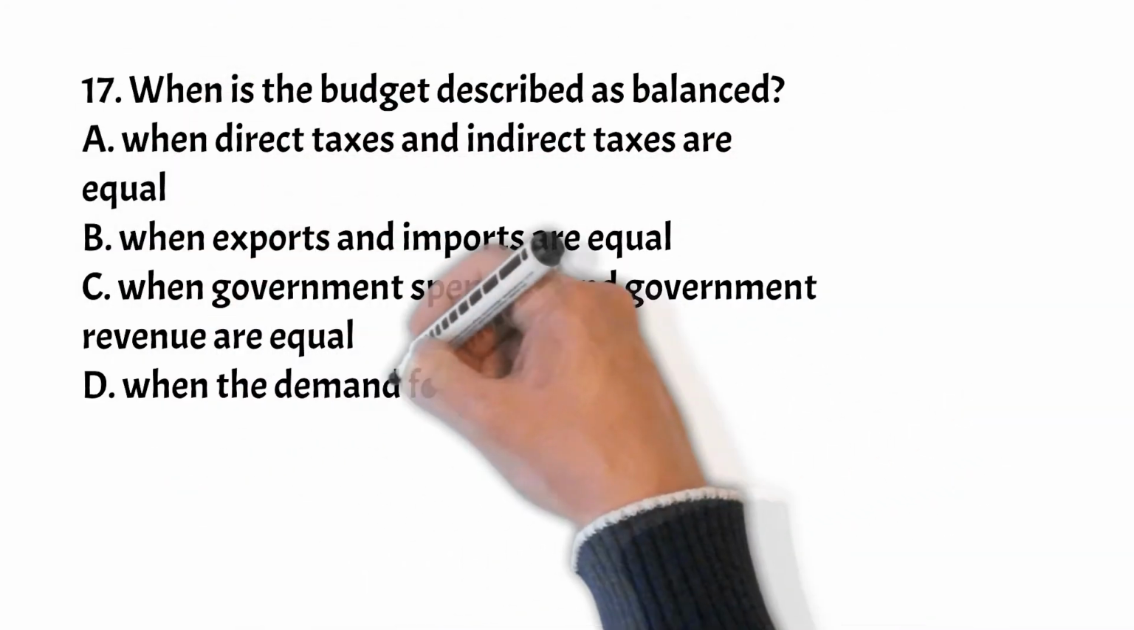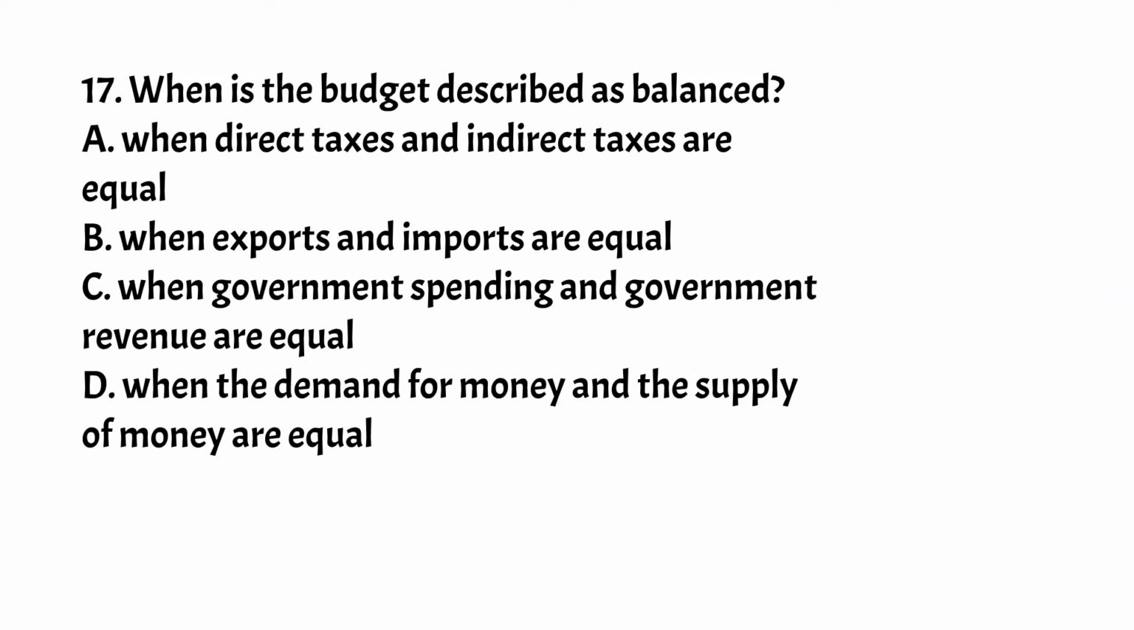Question 17. When is the budget described as balanced? A. When direct taxes and indirect taxes are equal. B. When exports and imports are equal. C. When government spending and government revenue are equal. D. When the demand for money and the supply of money are equal. A balanced budget is when spending and income, or revenue, is equal. That means the answer to this question is C. When government spending and government revenue are equal.